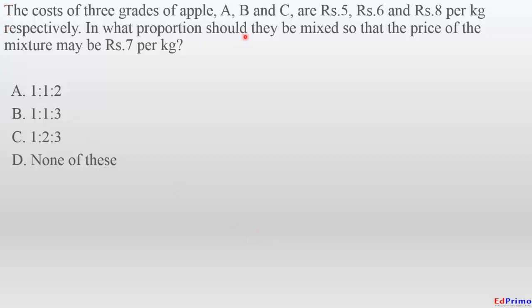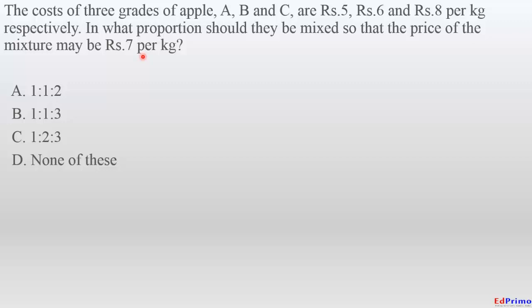The cost of three grades of apples A, B and C were rupees 5, 6 and rupees 8 per kg respectively. In what proportion should they be mixed so that the price of the mixture may be rupees 7 per kg? Now if we understand the question carefully, we will notice that we are just required to find the proportion in which these apples will have to be mixed so that no matter what the total quantity is, the price of the mixture will be rupees 7 per kg.